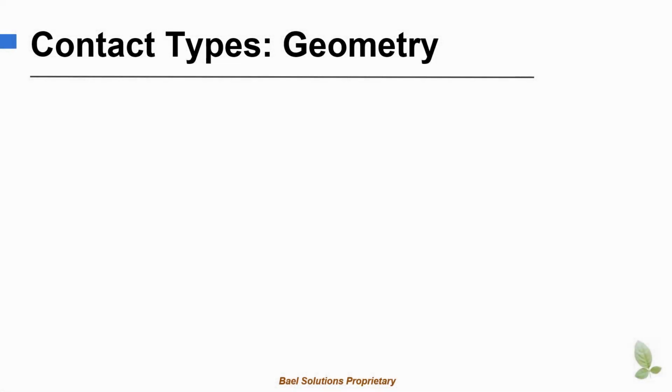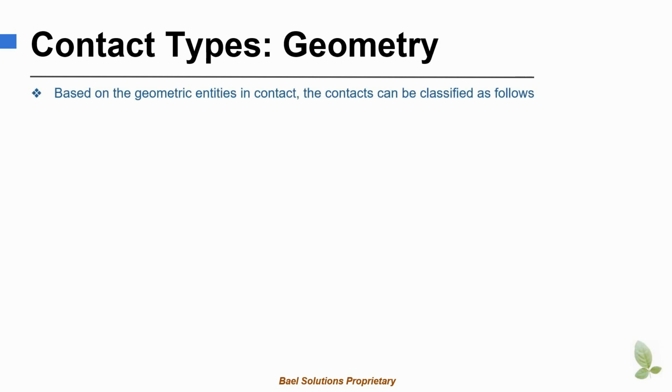Contacts can be classified into different categories based on their geometry. The first type is a line-to-line contact. Two interlocking pins of wire are shown in the figure. This is a good example of a line-to-line contact.